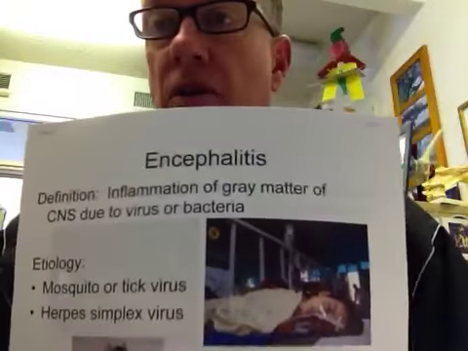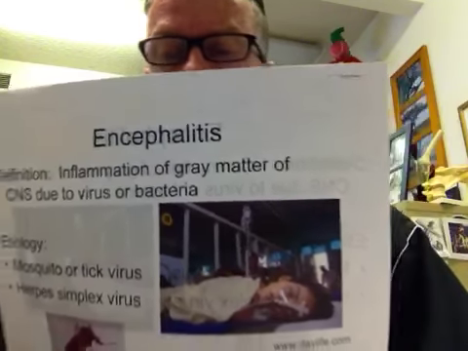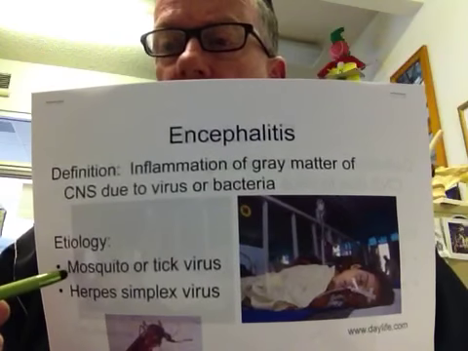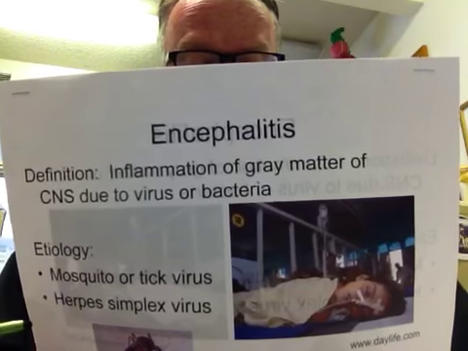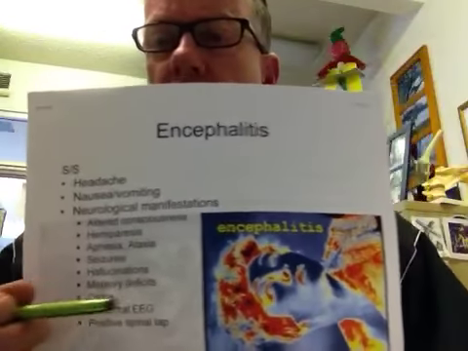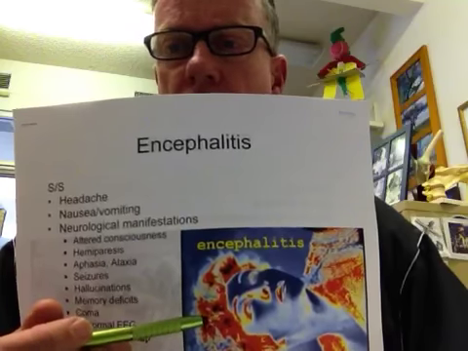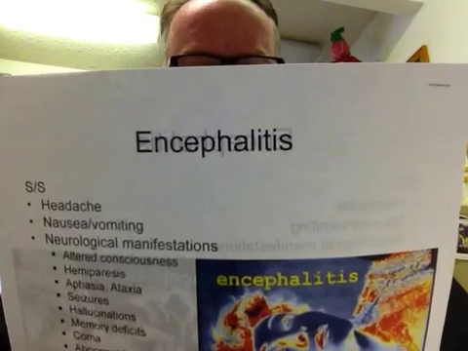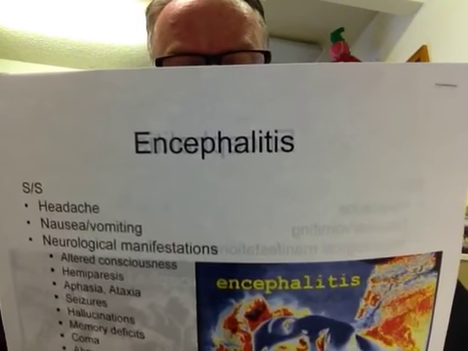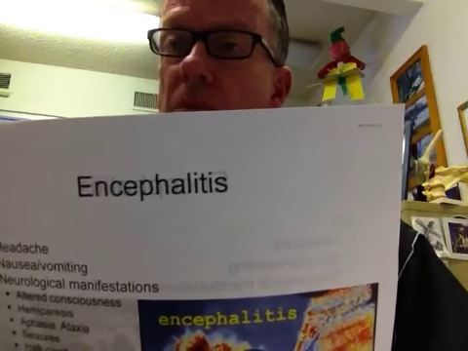This is where the gray matter of the central nervous system is infected by a virus or bacteria. The etiology is a vector infection from a mosquito or tick, and possibly through herpes simplex, a virus. This is a very grave condition. I provide this because this person is not conscious. This person is in grave danger. This is an emergent condition, altered consciousness, and depending upon the hemisphere that's affected, they could be paralyzed on the opposite side of the body.